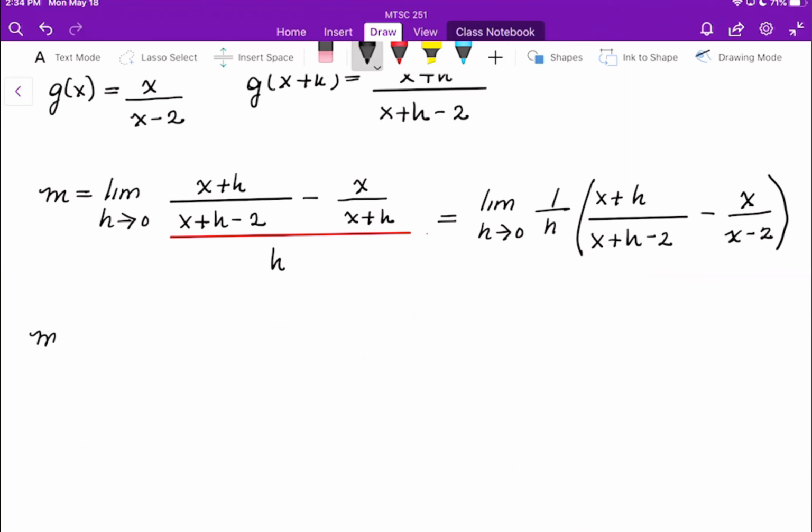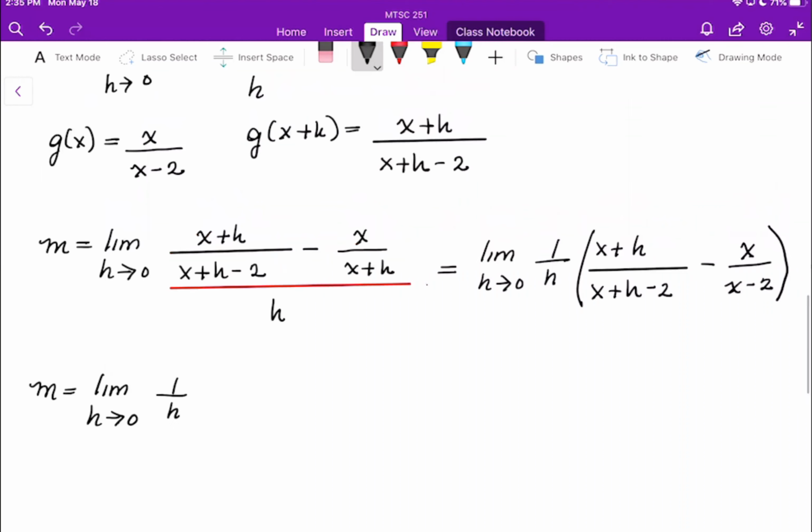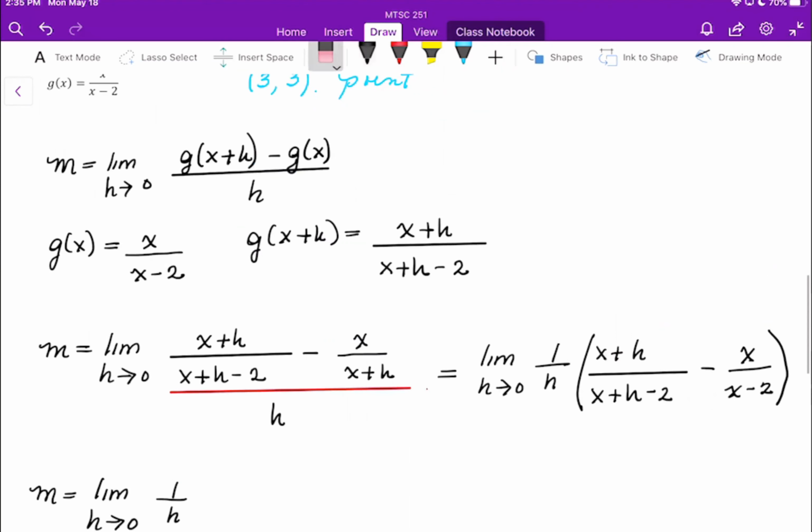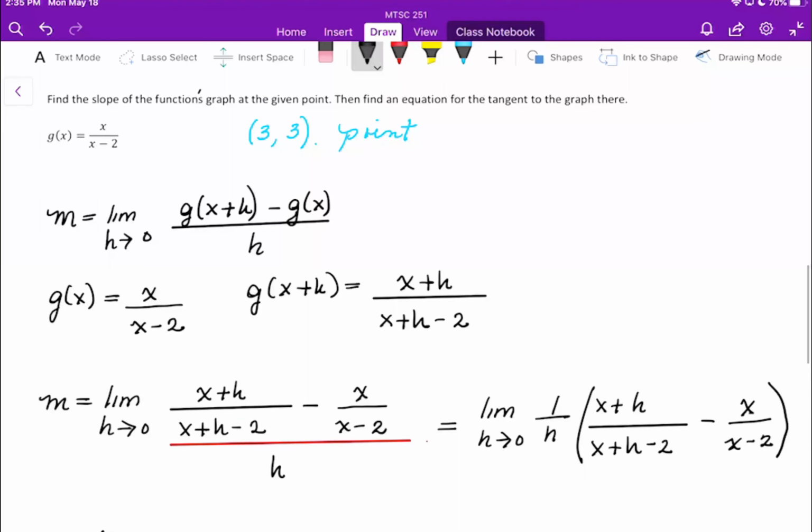So m is the limit as h approaches 0. I have 1 over h. Now I need a common denominator for what is on the right-hand side. Something's not right. Okay, this should be x minus 2, x plus h minus 2, x plus h over x plus h minus 2, and x over x minus 2. Now it is correct.